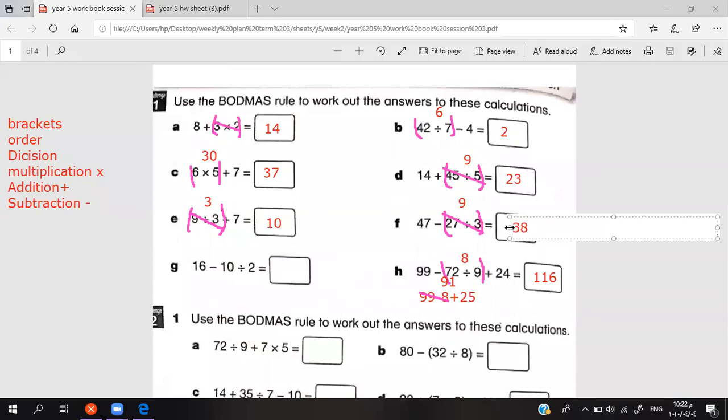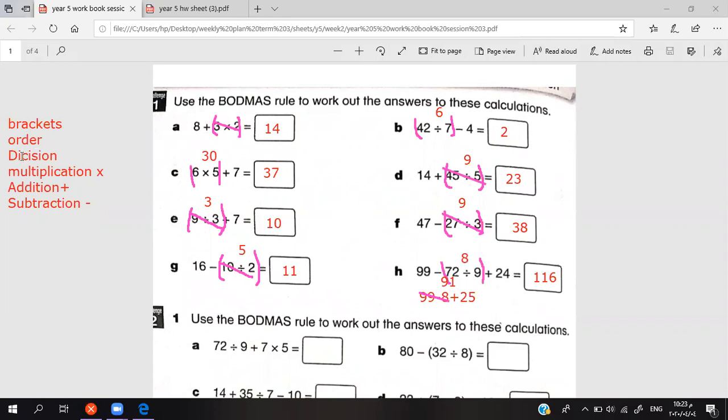And the last one here, subtraction and division. Definitely I'm gonna do the division first. Now 10 divided by 2, it's a 5. Like that, I'm done here. Now 16 minus 5 is gonna give me an 11. Hope you got it, guys.